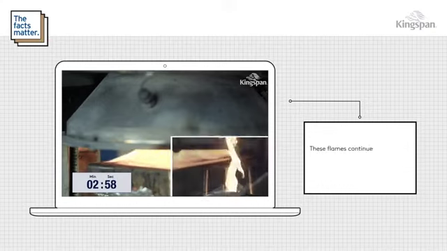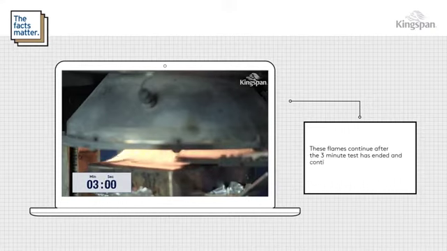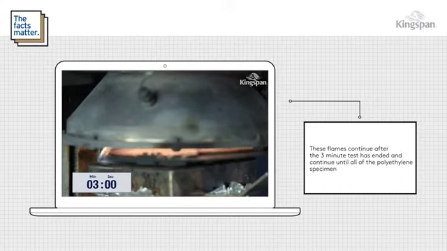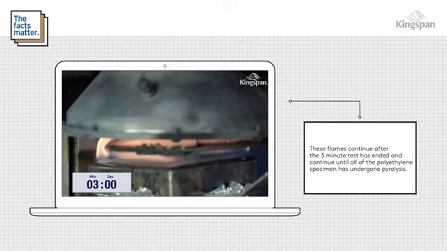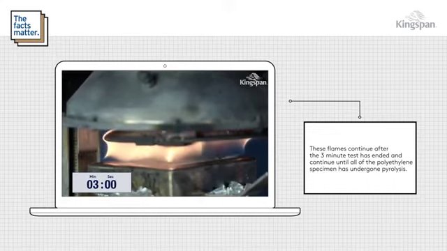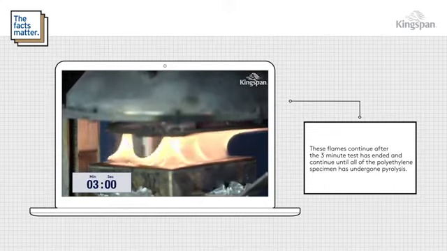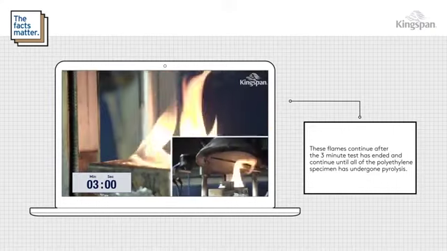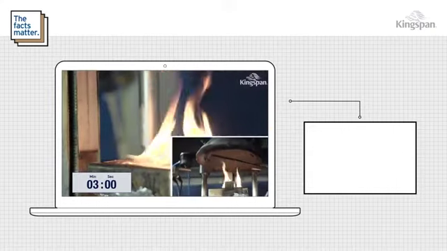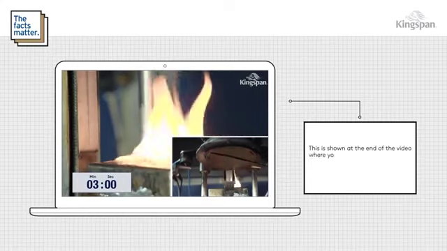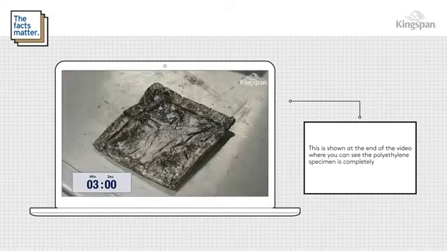These flames continue after the 3-minute test has ended and continue until all of the polyethylene specimen has undergone pyrolysis. This is shown at the end of the video, where you can see the polyethylene specimen is completely thermally decomposed.